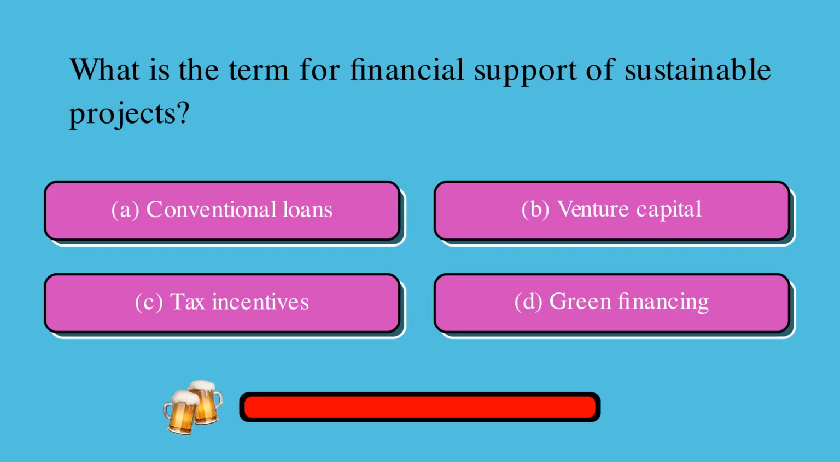What is the term for financial support of sustainable projects? Is it A, conventional loans, B, venture capital, C, tax incentives, or D, green financing? The correct answer is D, green financing.